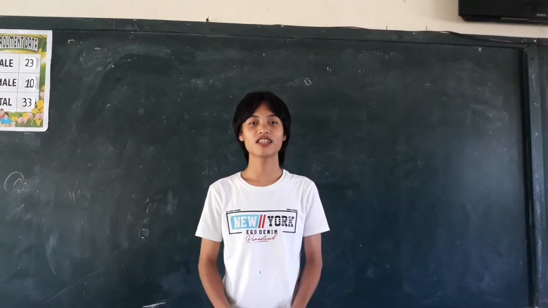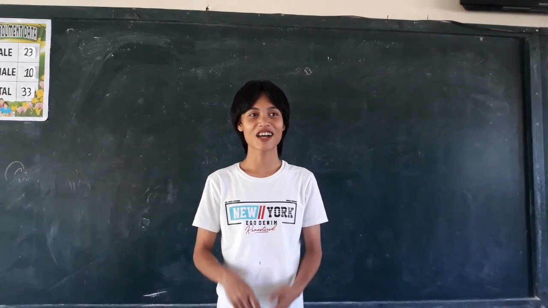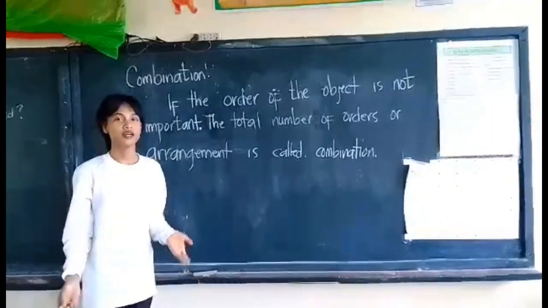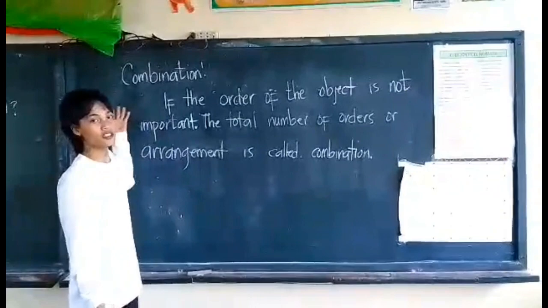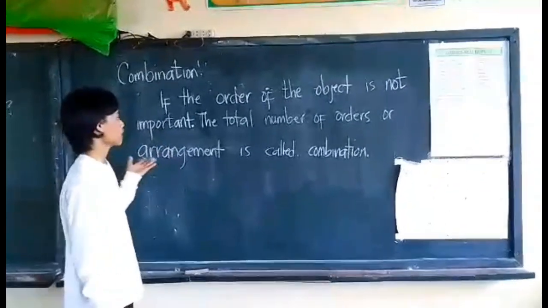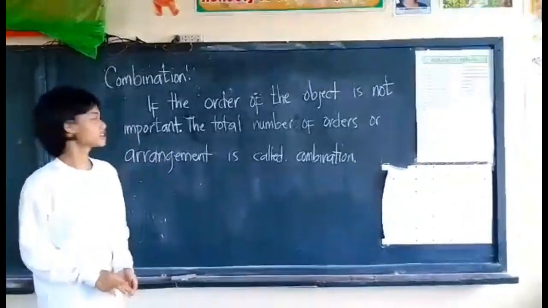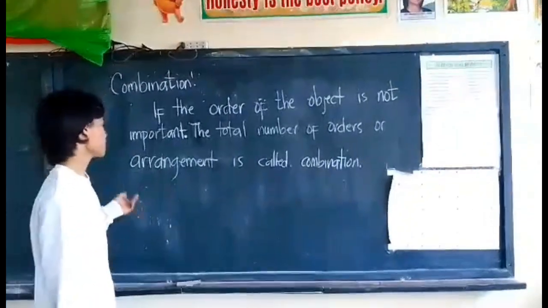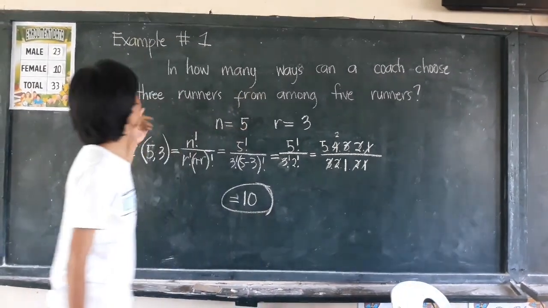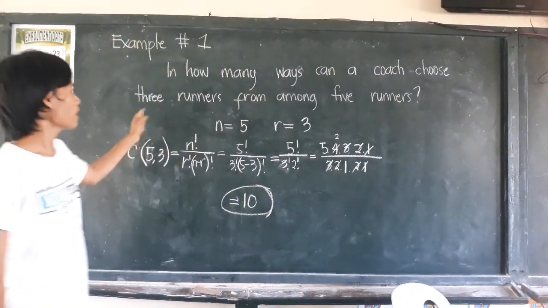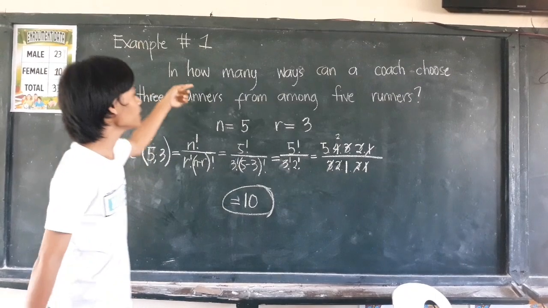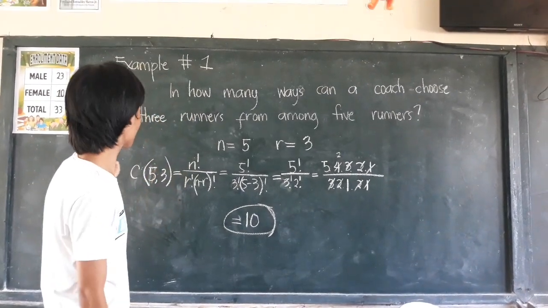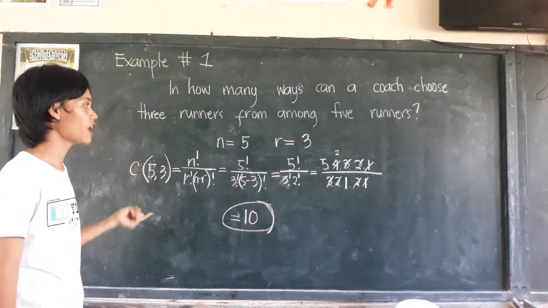So, from now on, let's talk about combination. Now, here is the definition of combination. If the order of the objects is not important, the total number of arrangements is called a combination. So, here is example number 1 of combinations. In how many ways can a coach choose 3 runners from among 5 runners?